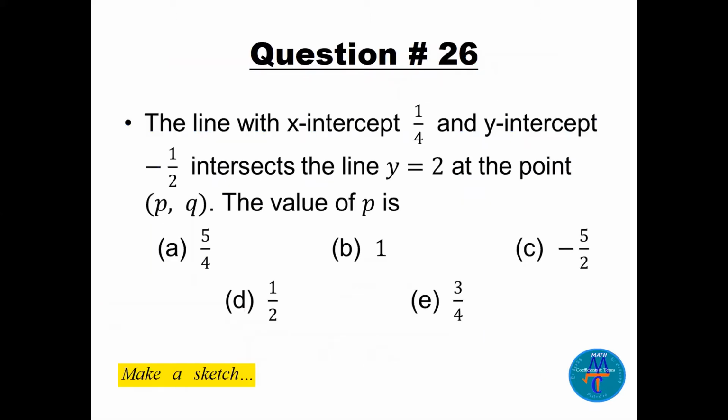Now this one is maybe not easy, but we need to make a sketch, just as a hint or advice. The line with x-intercept 1 over 4, so y is 0, and y-intercept minus half, so x is 0, intersects the line y equals 2 at the point P, Q. By the way, y equals 2 is a horizontal line. So find the value of P. Multiple choice: A, B, C, D, and E.